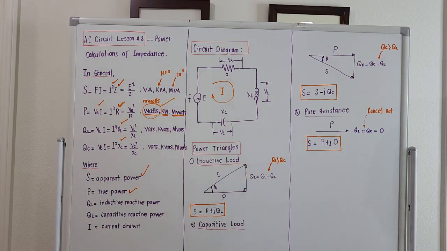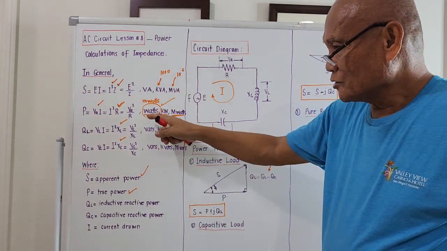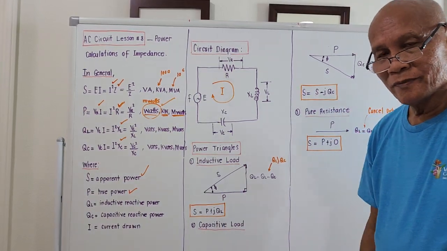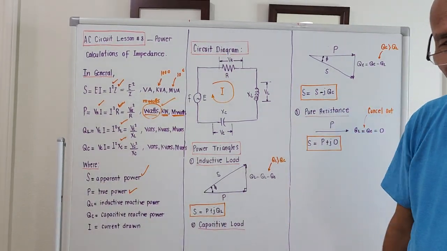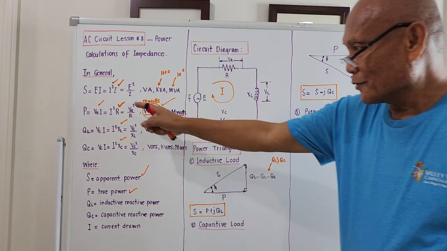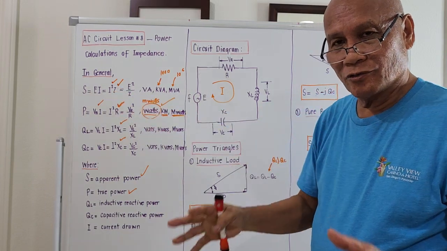But the one that is very important to us is this capital letter P. And the unit of this is watts, the one we are paying to the utility companies. But if you are a designer, your number one concern should be this apparent power here, because this apparent power gives us the total power consumption of any system.